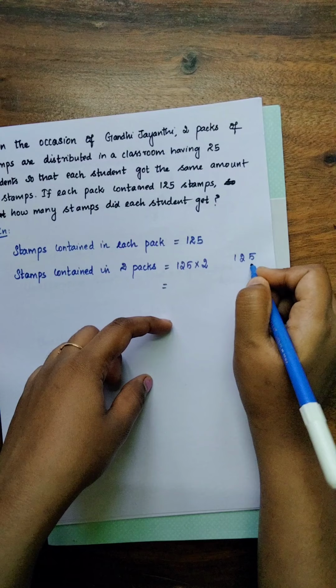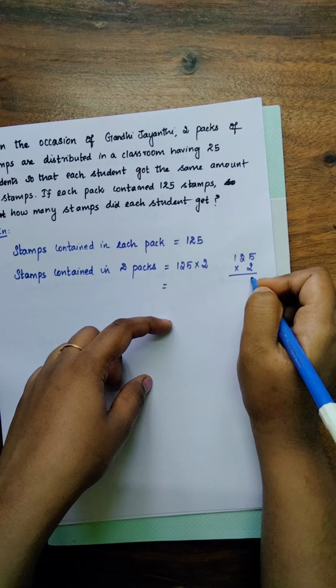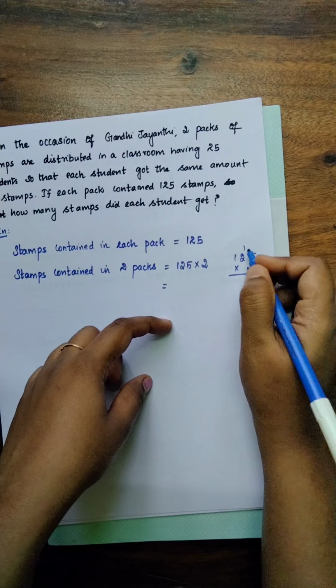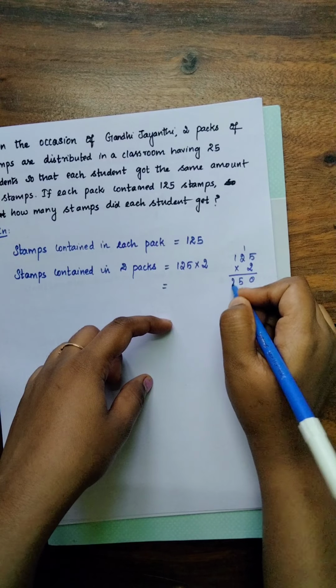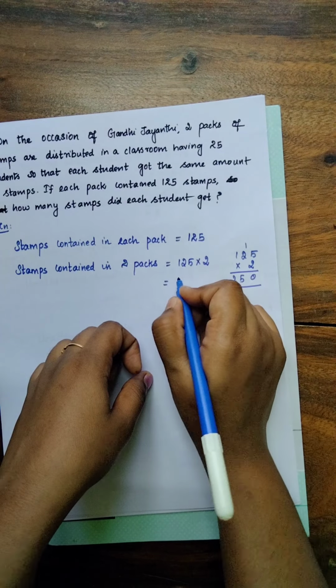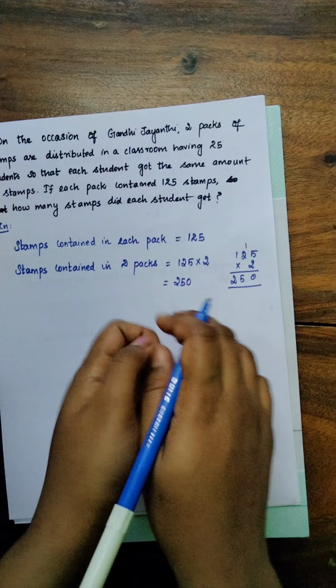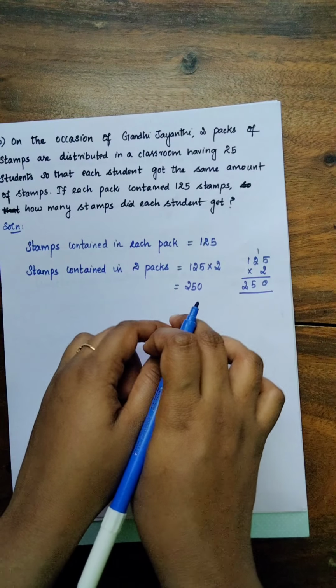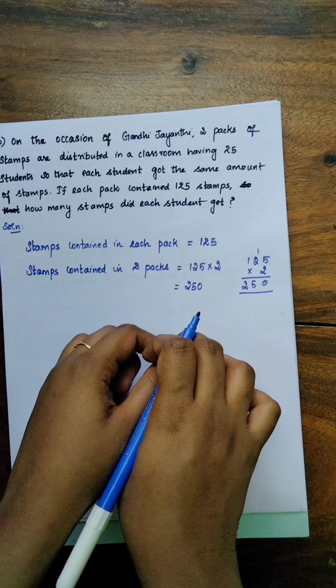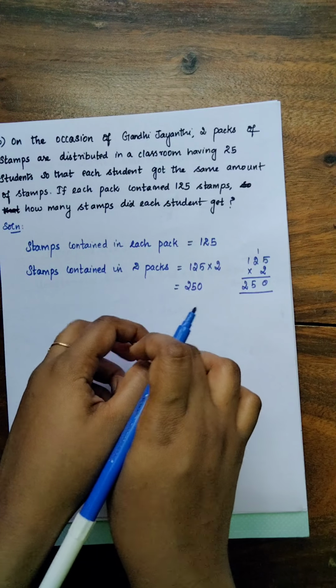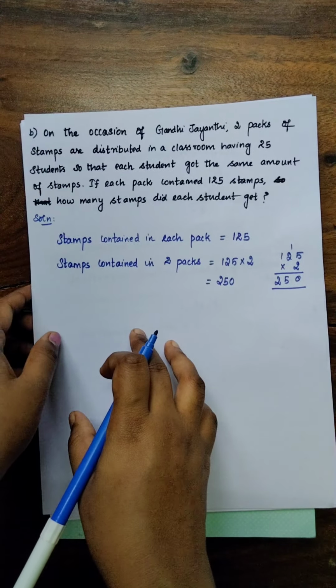125 into 2. 5 2s are 10. Balance 1. 2 2s are 4. 4 plus 1 is 5. 1 2 is 2. So our answer is 250. So the total number of stamps is 250. Stamps contained in 2 packs is 250. Very good.